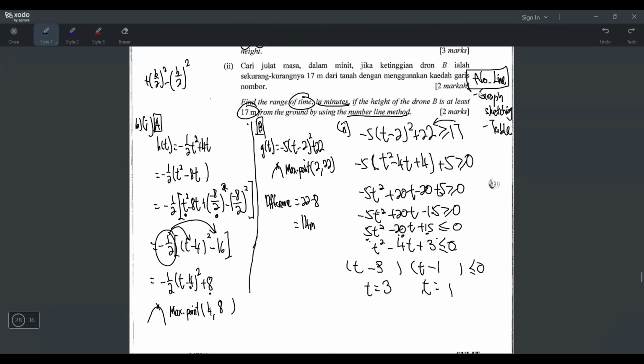Okay. Oh, by the way, it doesn't matter which method you use, you have to do this step first. This step you must do. Doesn't matter which method you use. Okay, you have to do until here, then only it starts getting different. Then only you choose one of the methods. Okay, this question I will use the number line method.